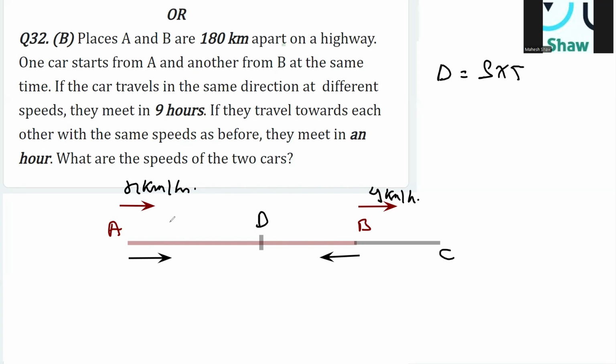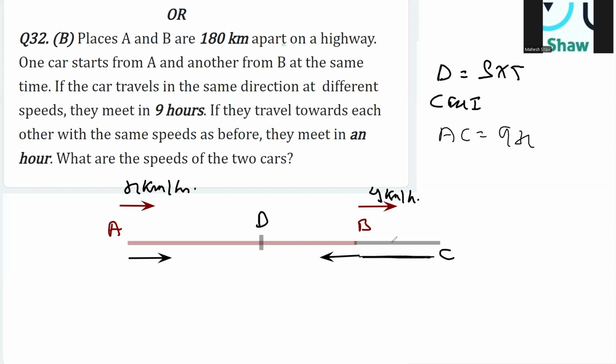So distance traveled, now case one, right? This is the case one, when they are moving in the same direction. The distance traveled by the first car is AC, because they are meeting at C, right? So the distance traveled by the first car is AC, and that is equal to speed into time. The time in this case is 9 hours. So this is 9 times x.